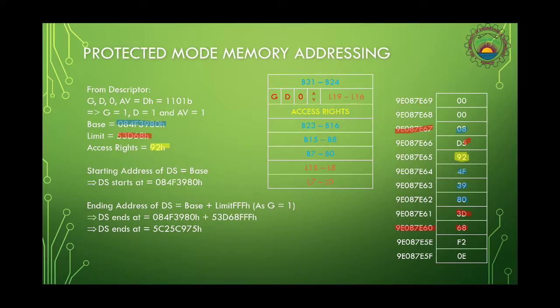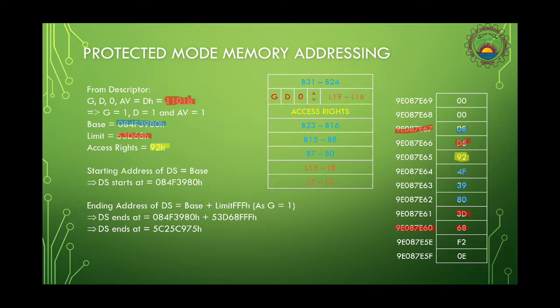Now again we have to locate the G, D and AV bits. The higher nibble of the second last byte, D, is for G, D, 0, AV. If we write D in binary, that is the pattern. So the G bit is 1, the D bit is 1 and the AV bit is also 1.